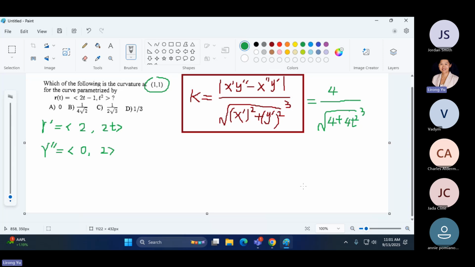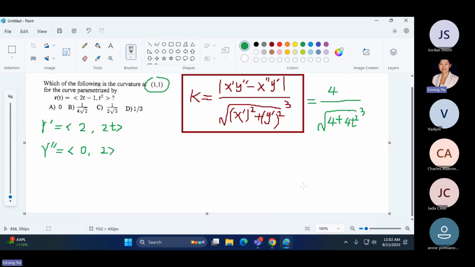And I had the formula on the board. I also found both the first derivatives for x and y, and the second derivatives for x and y. And you can see if you multiply these two, 2 times 2 is 4, and then 2t times 0 is basically 0. That's why the numerator is 4. The denominator is the magnitude of r prime cubed.